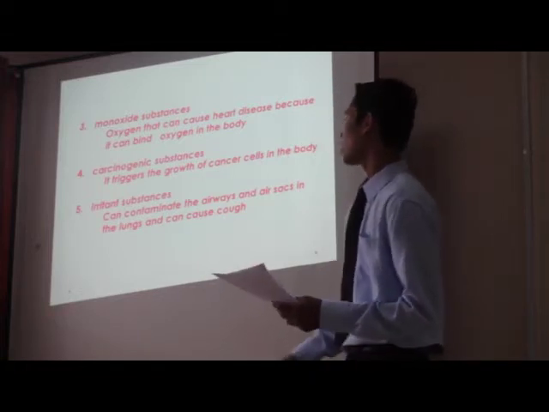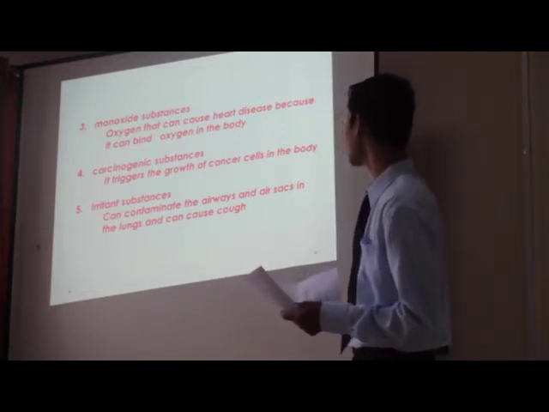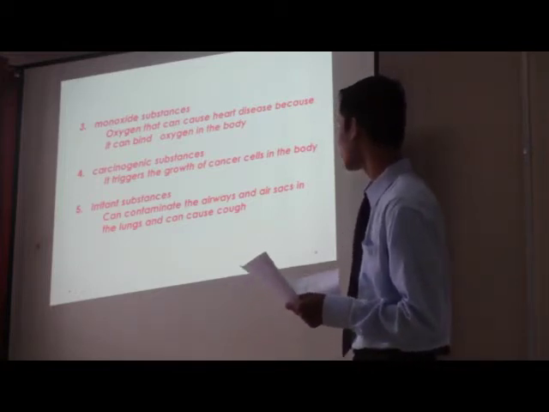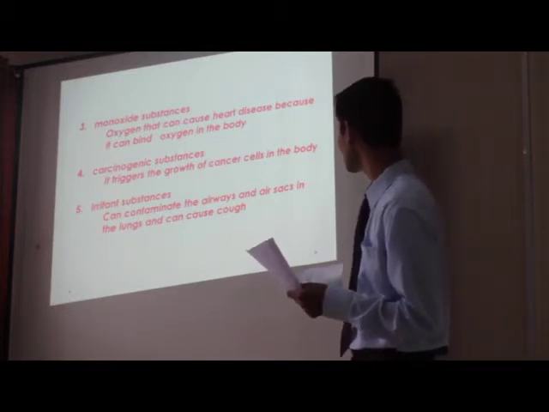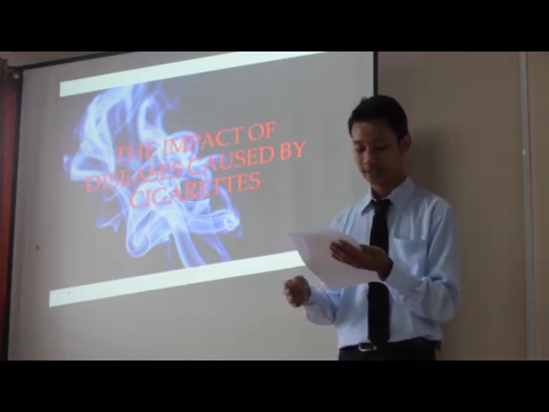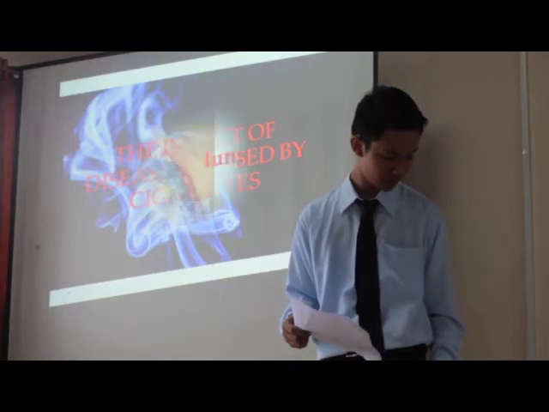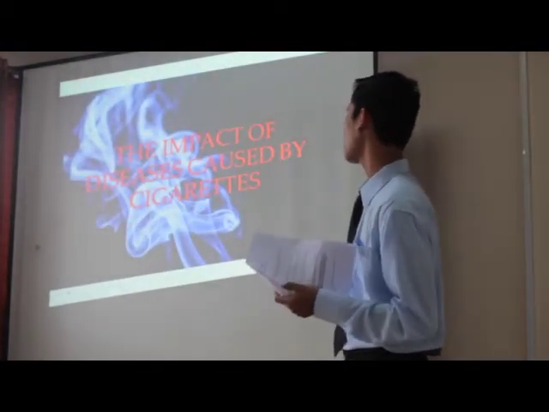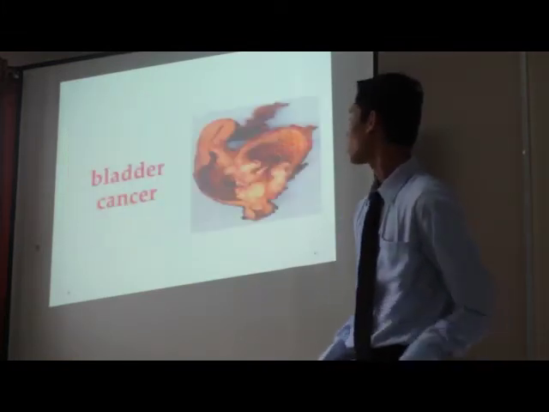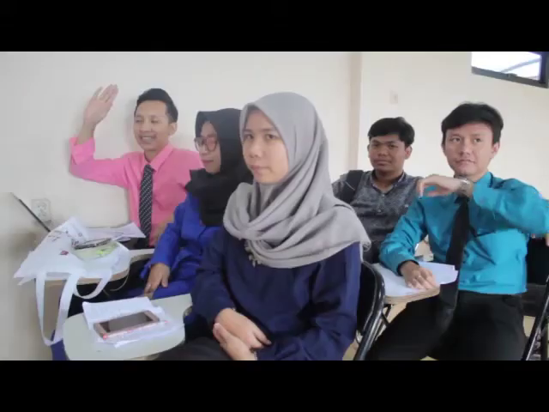Number four, carcinogen substances. They trigger the growth of cancer cells in the body. And number five, irritant substances can contaminate the airways and air sacs in the lungs and can cause cough. These are the dangers posed by cigarettes. There are some explanations of the diseases caused by cigarettes: lung cancer, bladder cancer, breast cancer, and fetal problems.